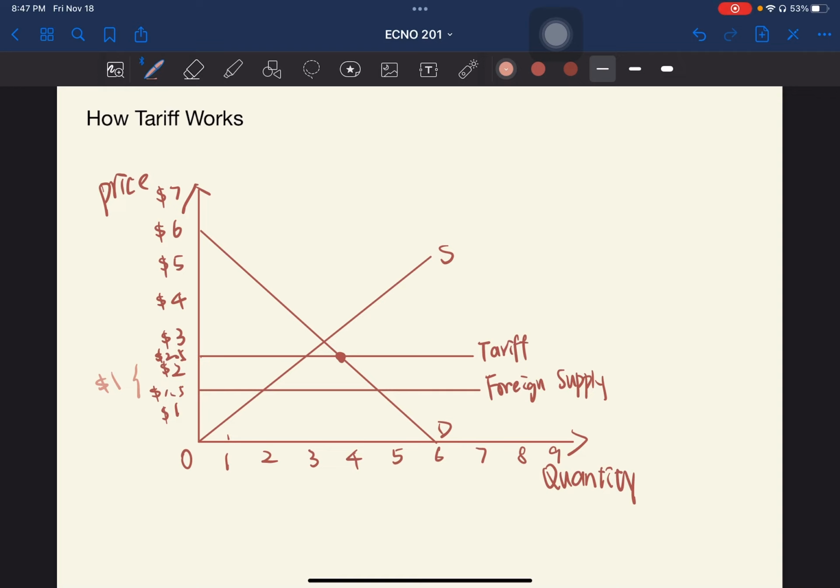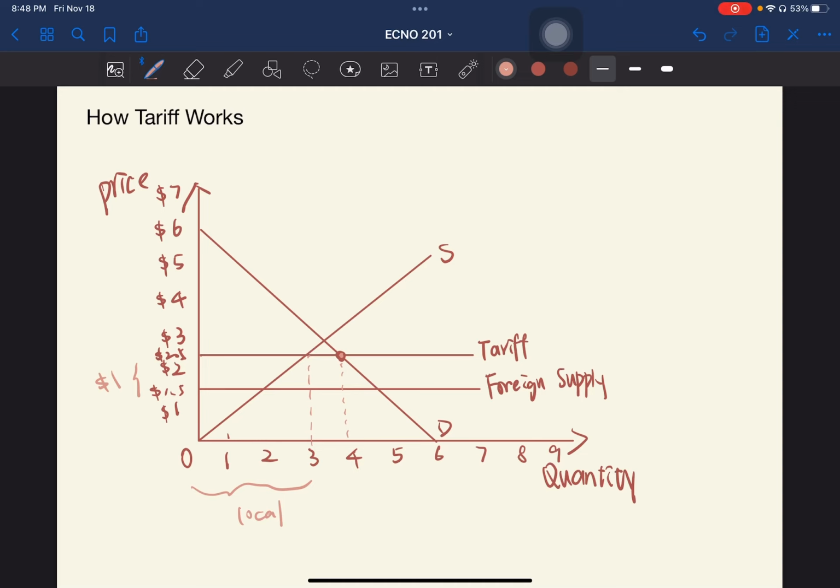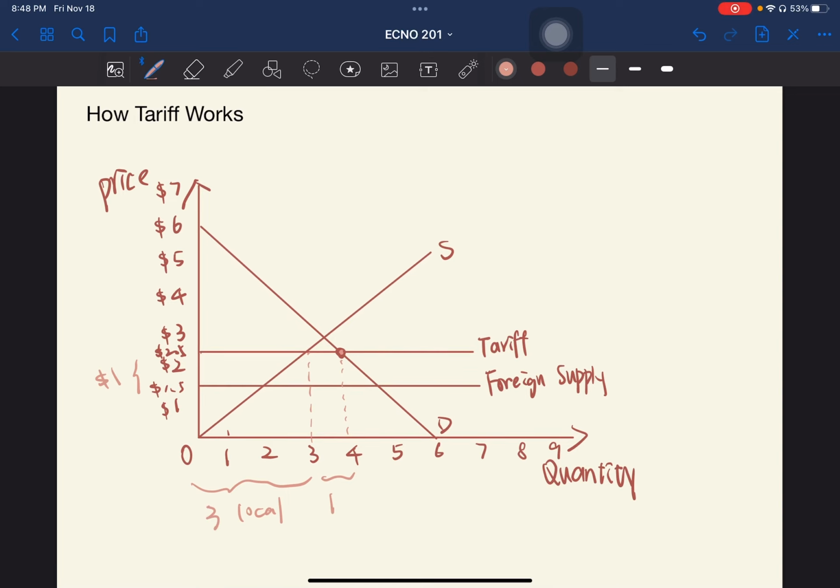And then the new equilibrium point is here, and the new price is $2.5, and the new quantity will be 4. And this time the local supplier gets to sell 3 products, while the foreign supplier only gets to sell 1 product. So 3 local and 1 foreign.